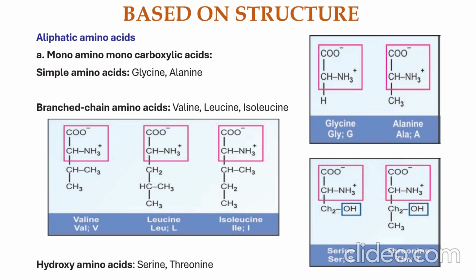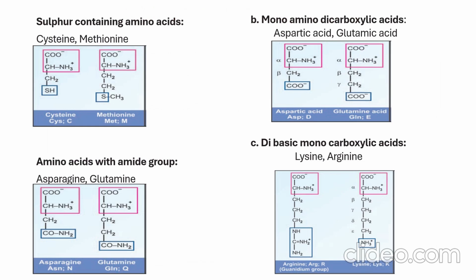In aliphatic amino acids, we have monoamino monocarboxylic acids, in which one amino group and one carboxyl group are present in the amino acid. Examples are glycine and alanine, and these are the simple amino acids. Valine, leucine, isoleucine are branched chain amino acids. Hydroxy amino acids contain aliphatic hydroxyl groups in their side chain. Examples are serine and threonine. Cysteine and methionine are sulfur-containing amino acids which contain sulfhydryl groups in the side chain.